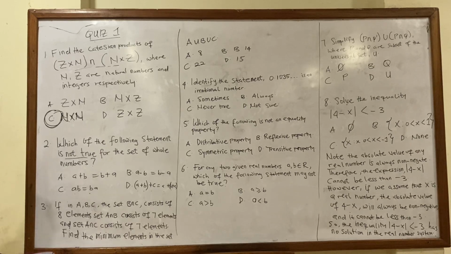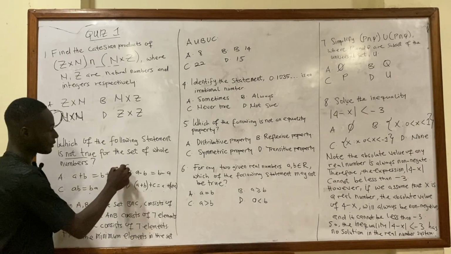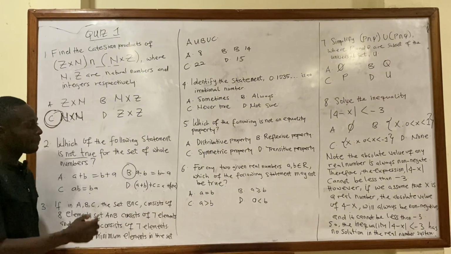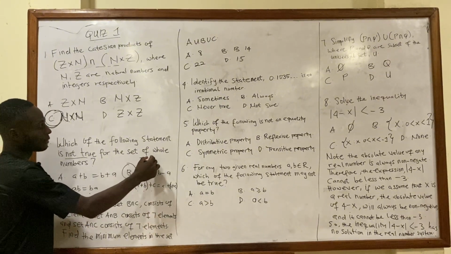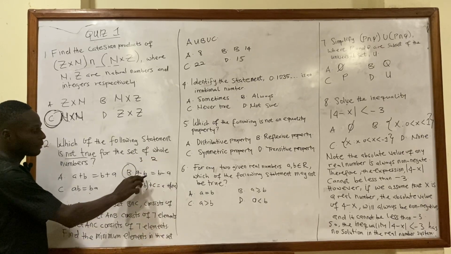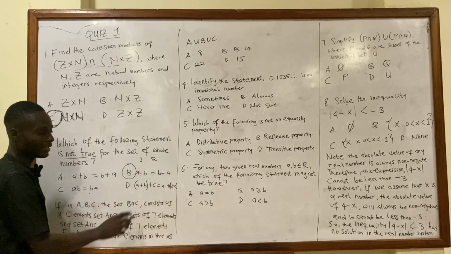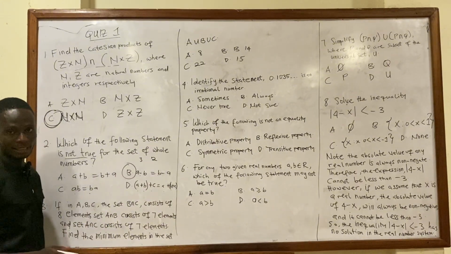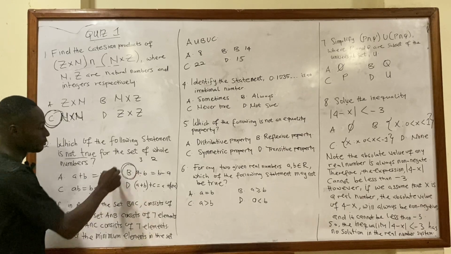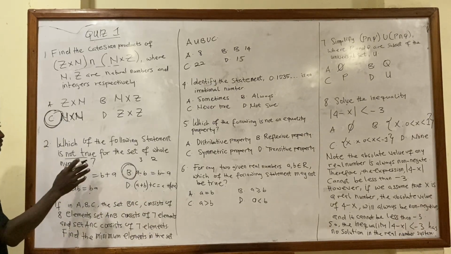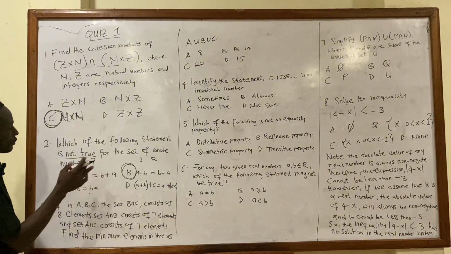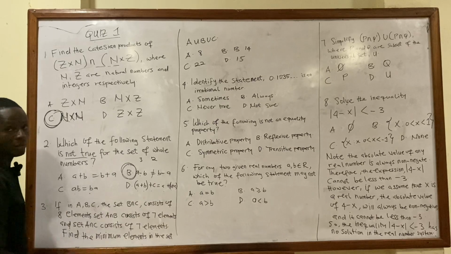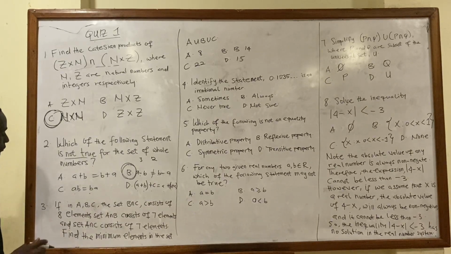We say that B is not correct. A minus b cannot be the same as b minus a. Maybe you have a to be 3, b to be 2. If you say that a minus b is equal to b minus a, it's not right, because 3 minus 2 is 1 and 2 minus 3 is minus 1, so that is not right. So we say that option B is wrong. Which of the following statements is not true for the set of whole numbers? A minus b is not equal to b minus a. So option B is wrong.